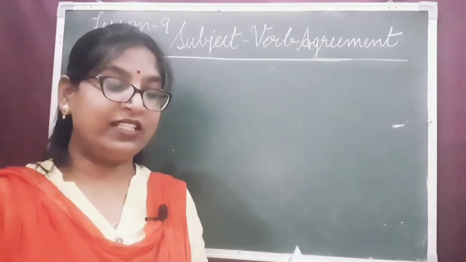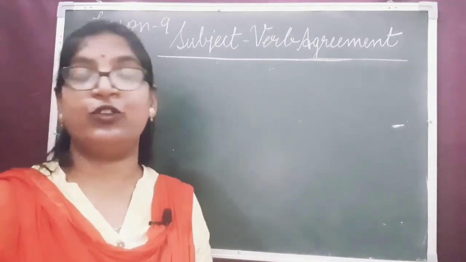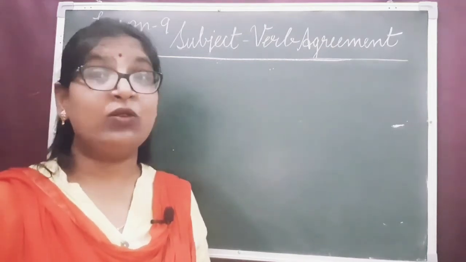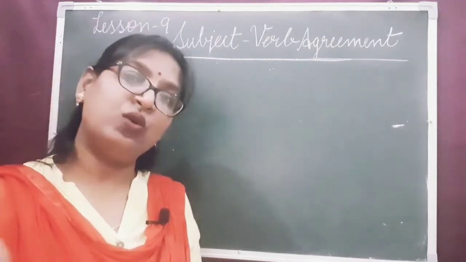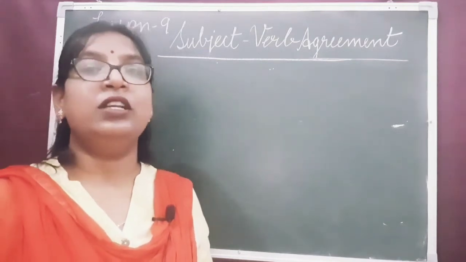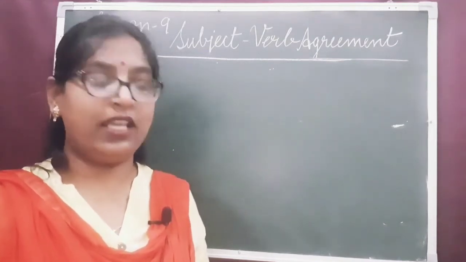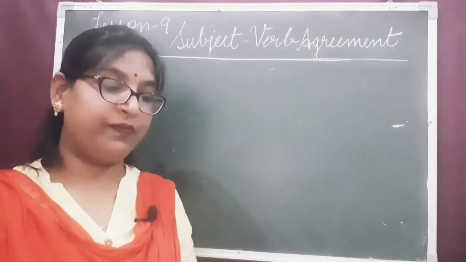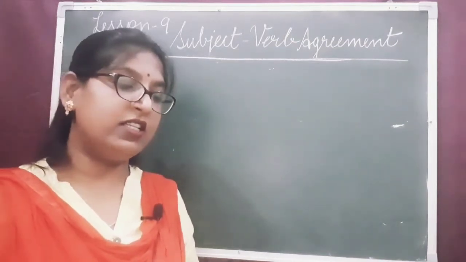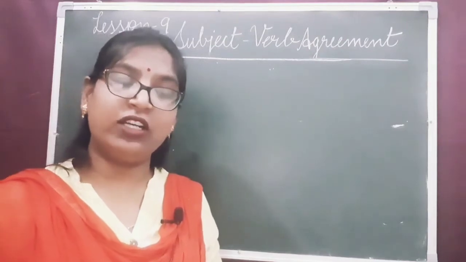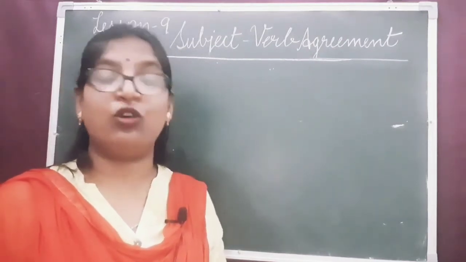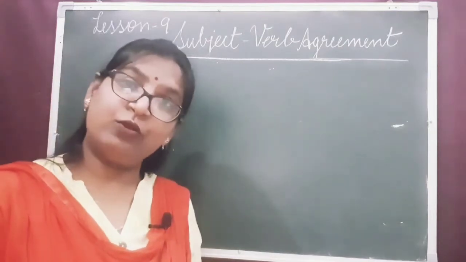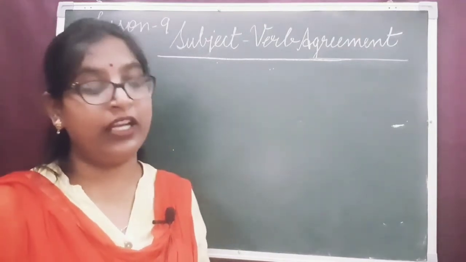For example, you can see here, Susan is playing football. Susan is the subject, singular in number, so the singular verb is used, that is, Susan is playing football. The next point is, if the subject is plural in number, its verb should also be plural in number. If the subject is plural, the verb also should be plural in number.